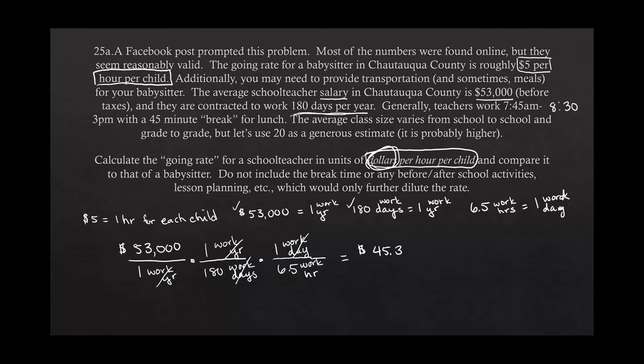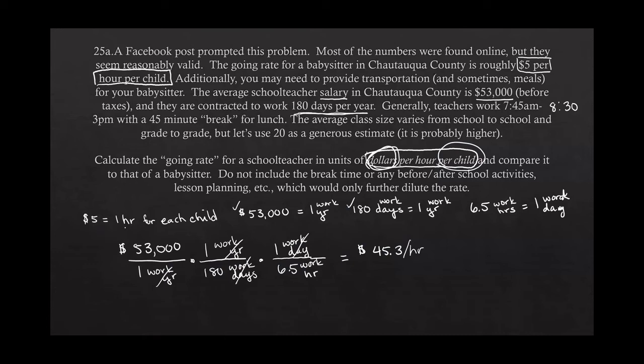Okay, but $45.30 per hour. But don't forget, this is still for her entire class, right? Or his entire class. I shouldn't specify gender there, right? We want to know dollars per hour per child, okay? Because the going rate for babysitters that we're given is $5 per hour for each child.